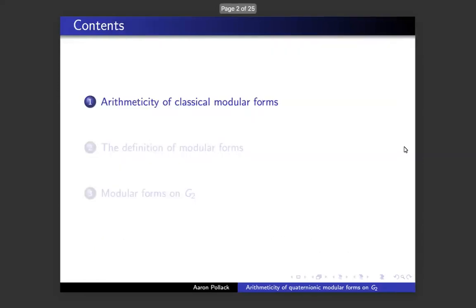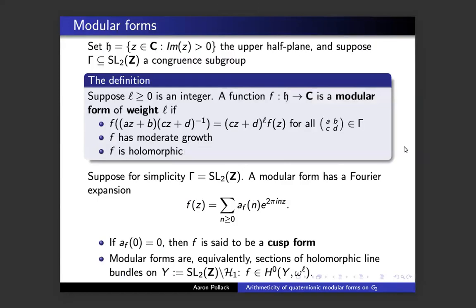So in short, what I mean by arithmeticity of classical modular forms is just that if you look at the classical holomorphic modular forms, they have a Fourier expansion, and the Fourier coefficients are frequently algebraic numbers, or even rational numbers, or even integers. And so that's roughly what I mean by arithmeticity. So let me just review very briefly.